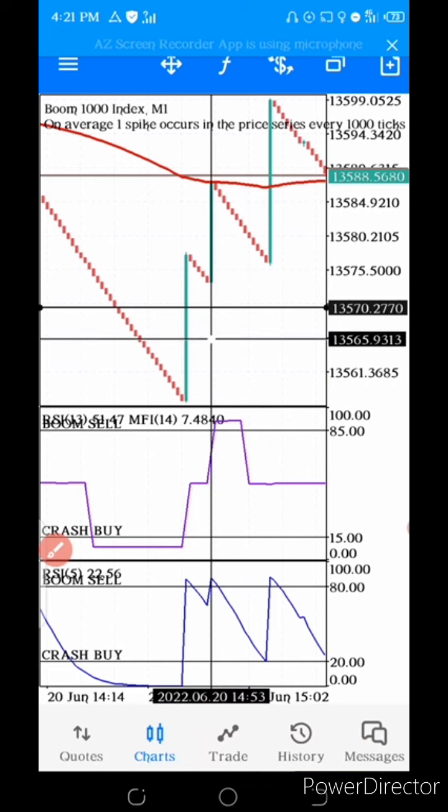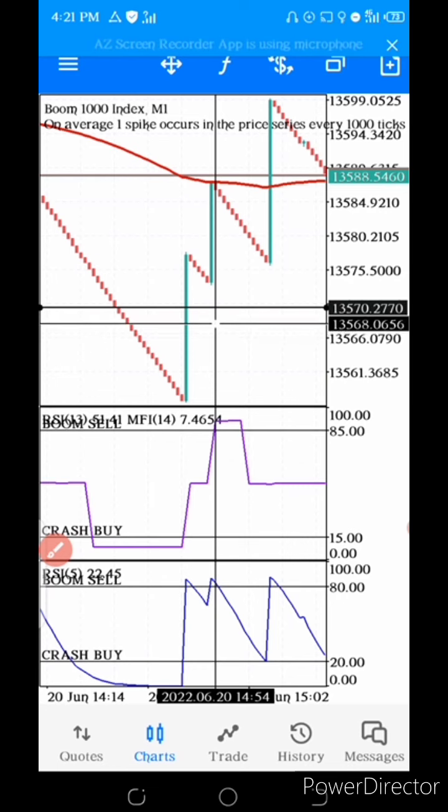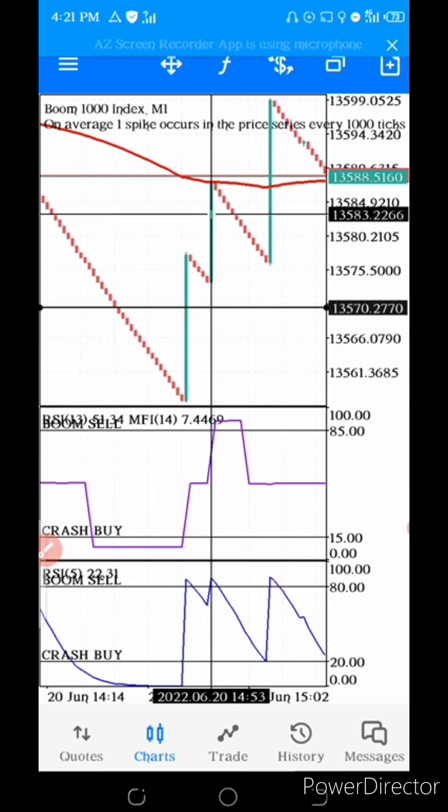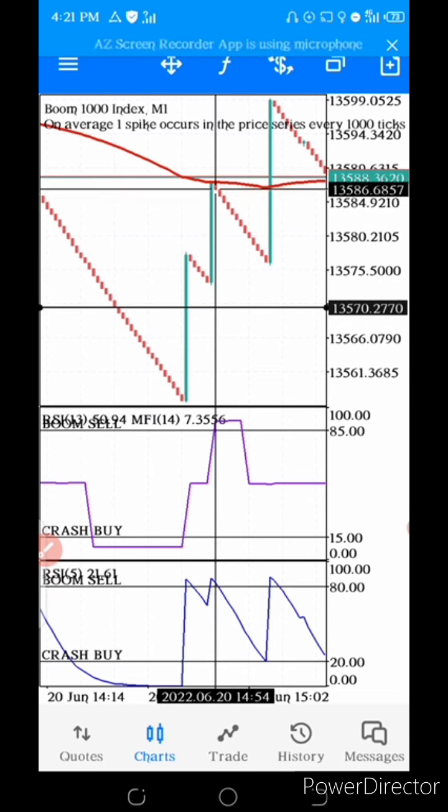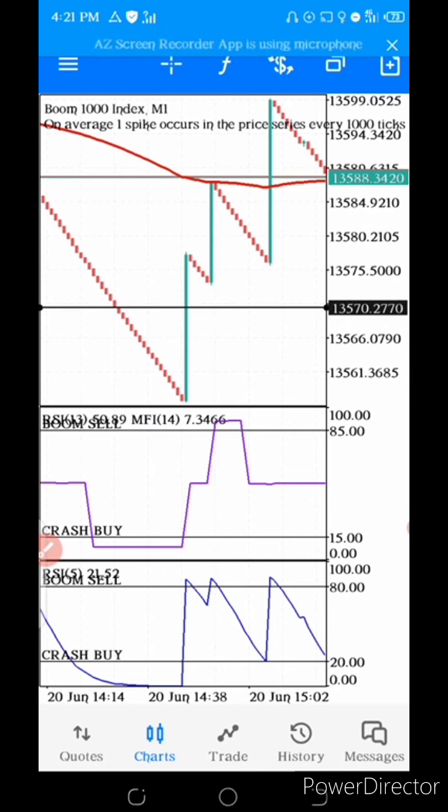Let me use the crosshair to show you. You can see right here, you can see the market break above with this long candle, broke above the 80 level for the RSI. The RSI came first, then you can see after the close of a red candle, you can see that the market broke the 85 level for the MFI.